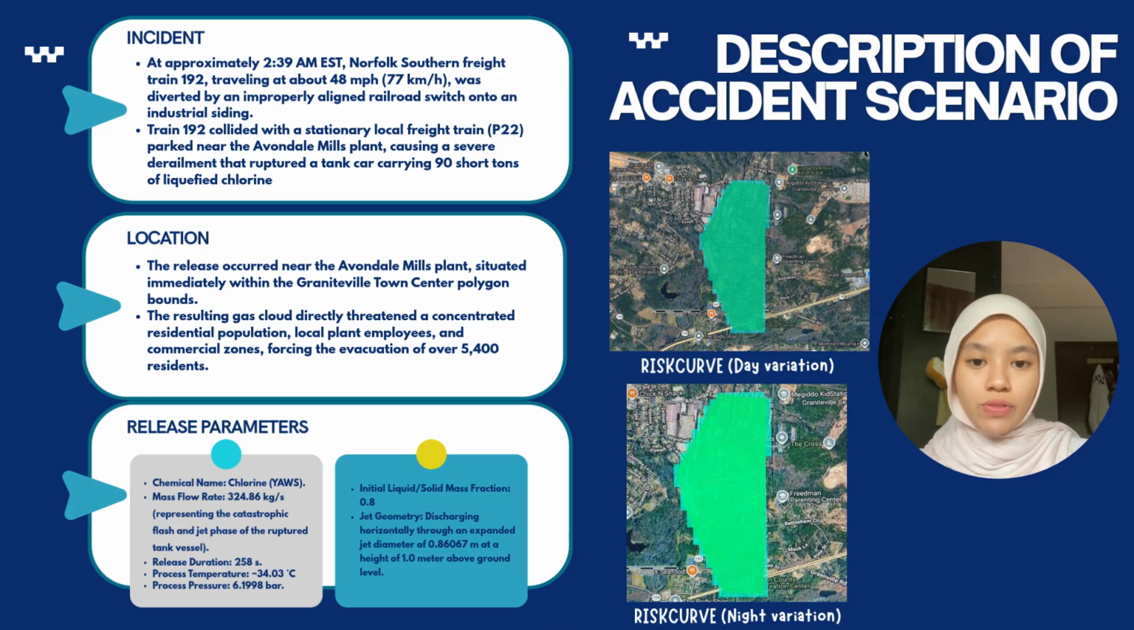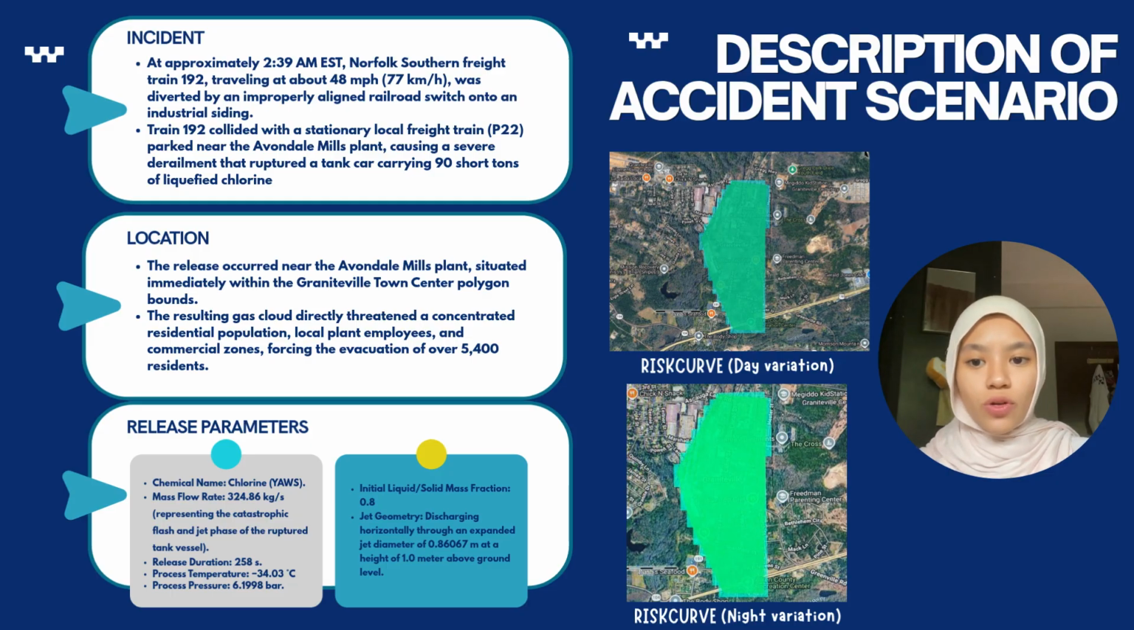on January 6, 2005, when Norfolk Southern freight train 192 was accidentally diverted onto an industrial siding and collided with a stationary freight train. The impact caused the derailment of several rail cars, including a tank car carrying 90 tons of liquefied chlorine, which was punctured and released chlorine gas into the atmosphere. The release occurred near the Avondale Mills plant, which is located close to the Graniteville town center. As a result, the dense chlorine clouds spread toward the nearby residential and industrial areas, affecting thousands of people and leading to the evacuation of more than 5,400 residents.